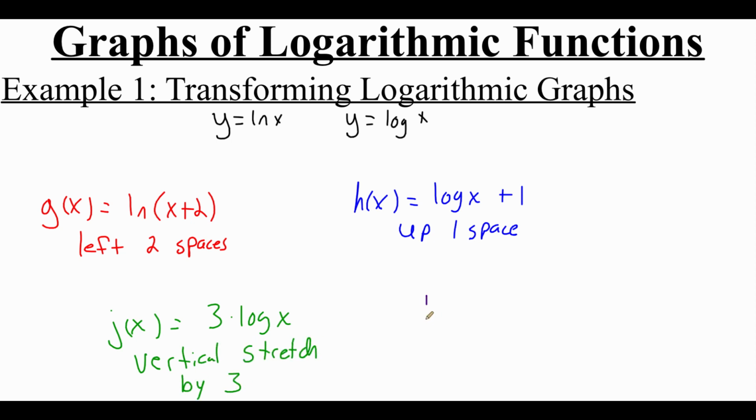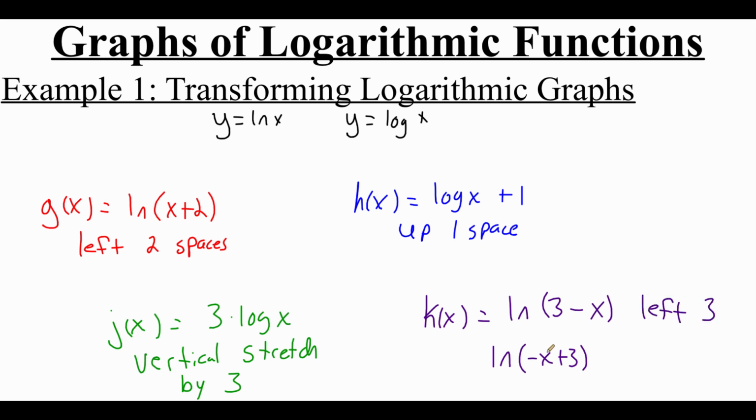And if we wanted to look at one more, let's say we had the function k of x, and that's going to be the natural log of 3 minus x. Now this is written a little bit out of order, so we can think about it as the natural log of negative x plus 3. That plus 3 inside of the parentheses is going to move our graph left 3 spaces. But then putting that negative on that x is a y-axis reflection.